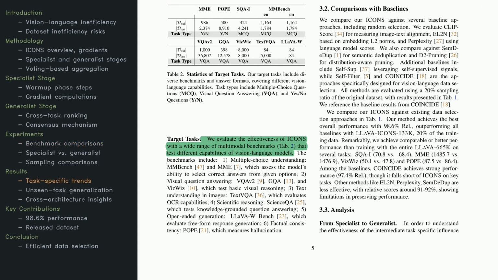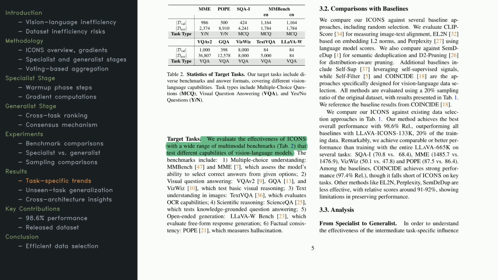Here, the authors continue evaluating Icons across a mix of benchmarks. They mention 6 categories of tasks, such as multiple choice understanding, visual question answering, and open-ended generation. Icons consistently equals or beats baseline methods, sometimes even matching the performance of training with the full dataset.